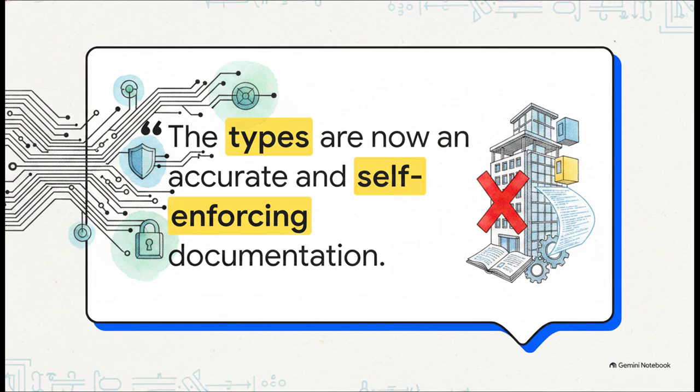Think about how powerful that is. You don't need to maintain some separate wiki page to remind a new dev that volumes can't have sublevels. The types document it, and they enforce it. That documentation can never go out of date, because if it does, the program literally will not build.